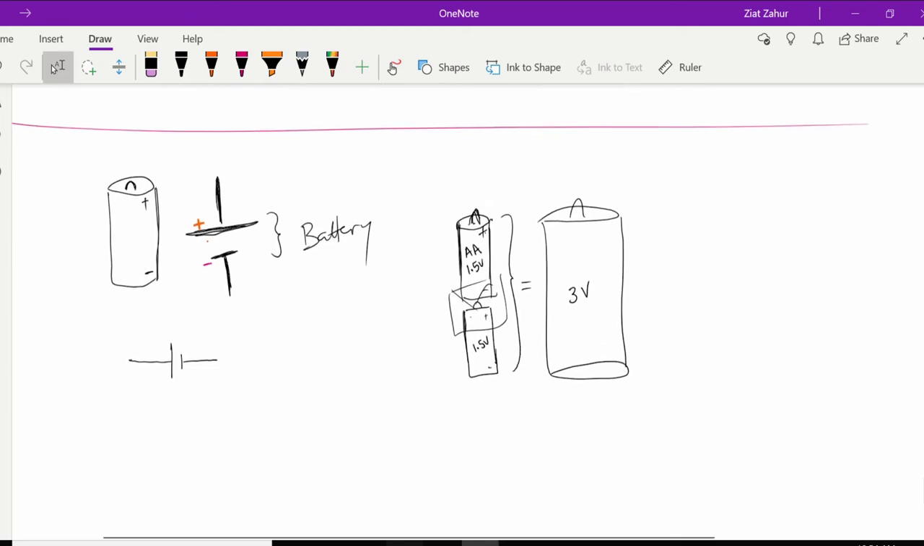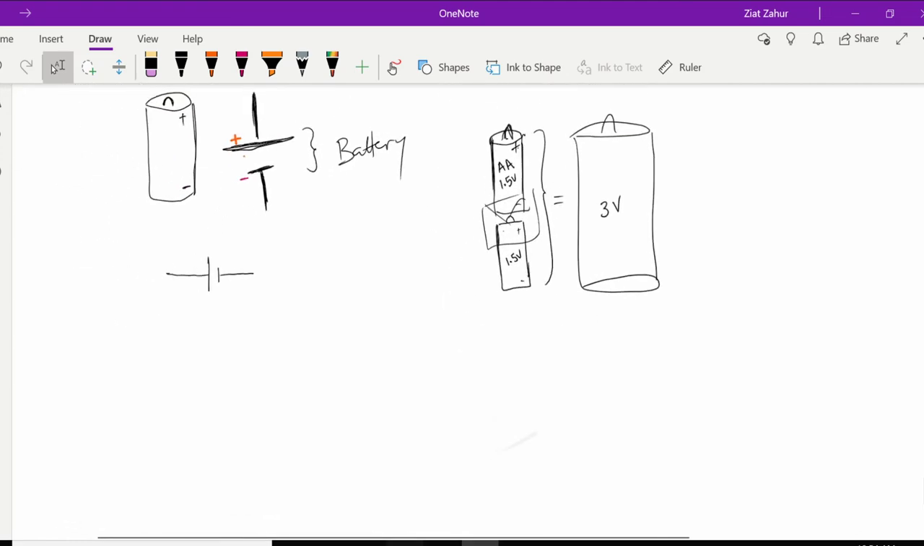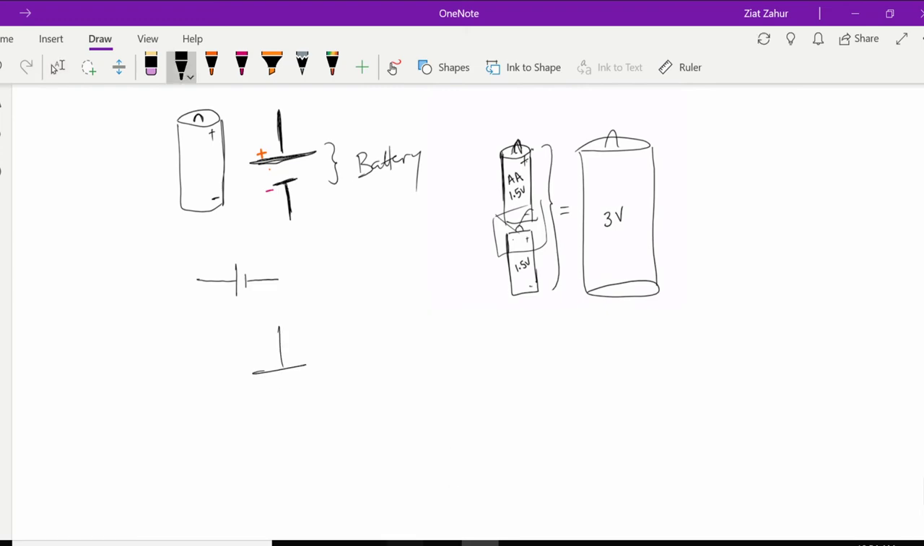So by linking them together, we get a bigger potential. Sometimes you'll see this symbol instead, where you have a big line, small line, big line, small line. You can imagine it being a bigger battery. So this is technically a delta V. In an ideal case, where it's a perfect battery without any kind of loss, your book, or problems, will use this epsilon. And this is called an EMF, or an electromotive force.